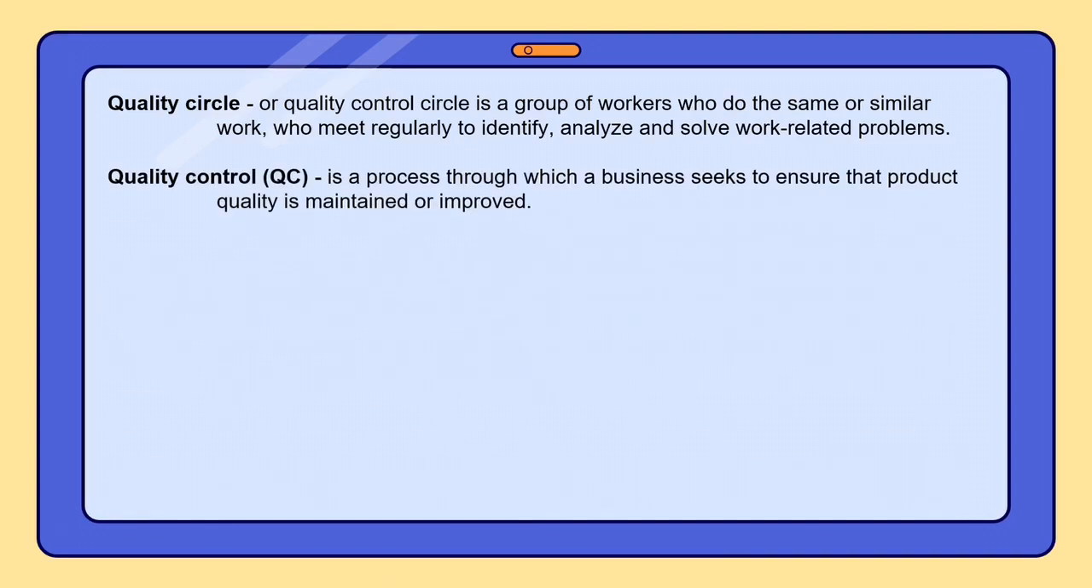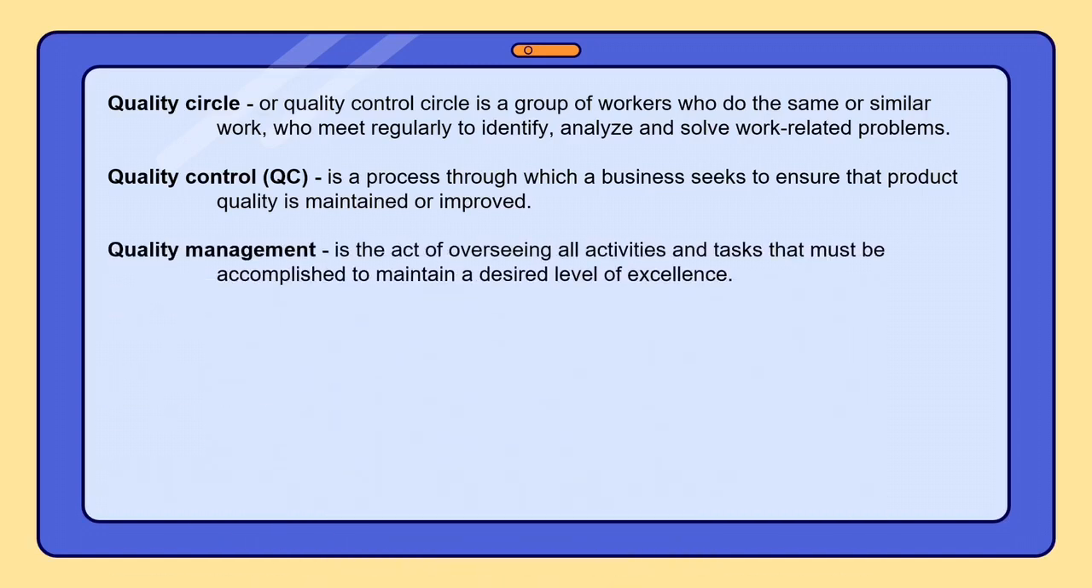Next is quality control, or QC. Quality control is a process through which a business seeks to ensure that product quality is maintained or improved. So, it involves testing units and determining if they are within the specification for the final product.